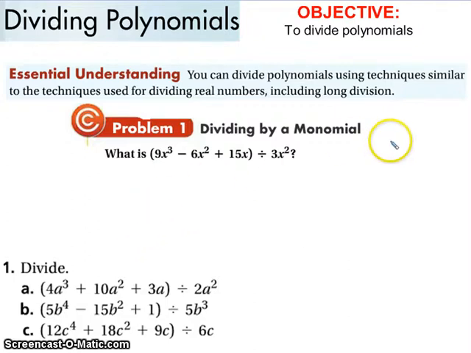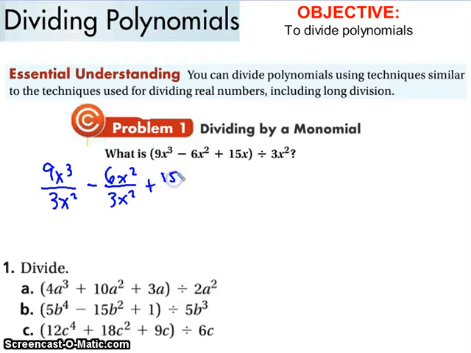We can do it just like we did regular numbers, where we do long division, or we can think about it in terms of dividing individual fractions, especially when it's a monomial. So with this one, I can do this: 9x cubed over 3x squared minus 6x squared over 3x squared plus 15x over 3x squared, and then I can do each individual part. So there we go. So I got a 3x.